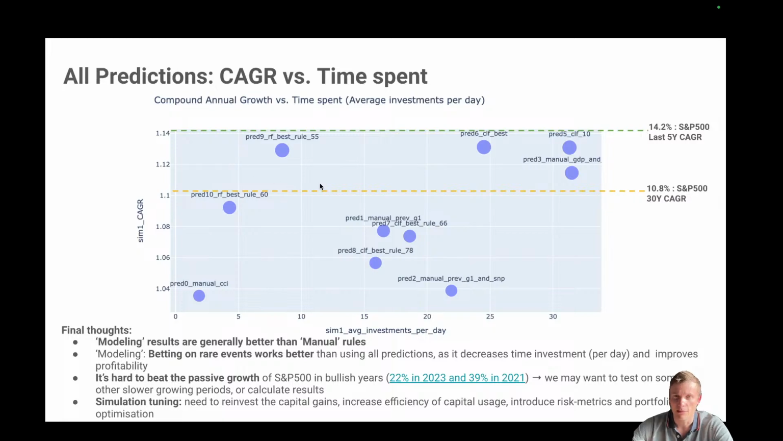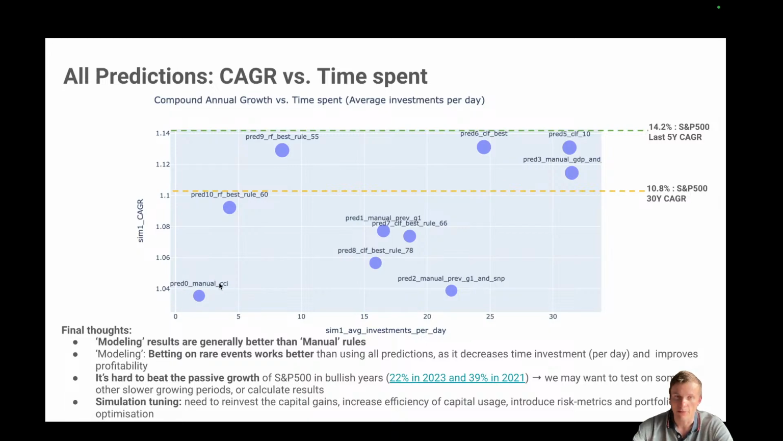And if you draw the lines of a passive investment benchmark, 30-year CAGR, that's a yellow line, about 10.8%, and 14%, this is a green line. For the last 5 years, you can see that only a few predictors are between these high growth rates lines, and most of the manual predictions, they are not delivering well.